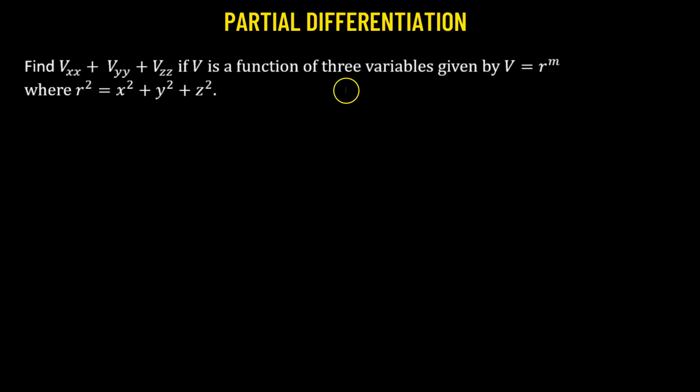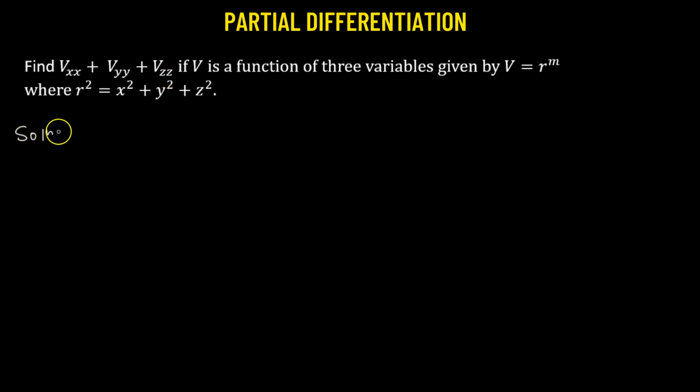We have a function v of three variables x, y, and z, and it's given by r raised to the power of m. Then r squared is x squared plus y squared plus z squared. m is a constant. So using this, we have to find the value of the second partial derivative of v with respect to x plus the second partial derivative of v with respect to y plus the second partial derivative of v with respect to z.